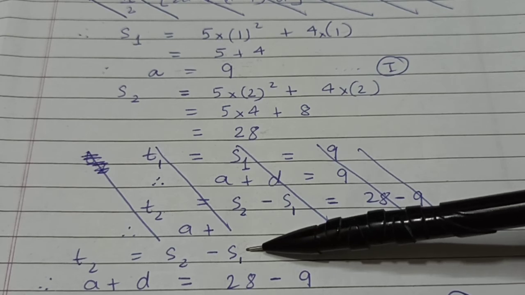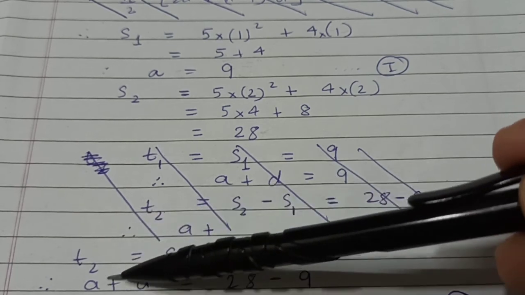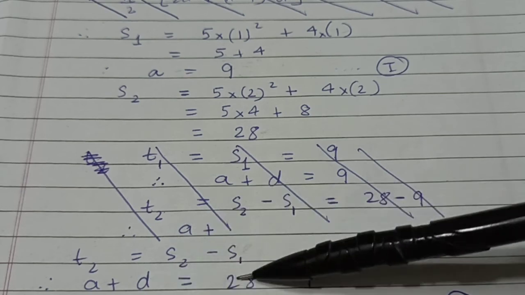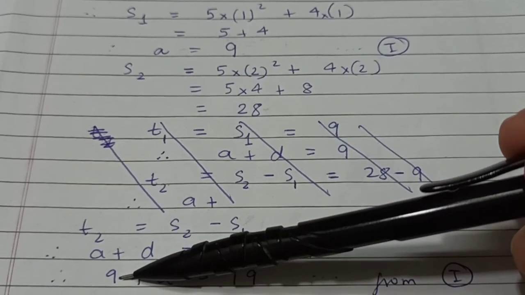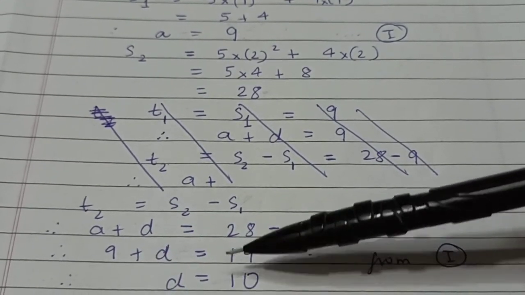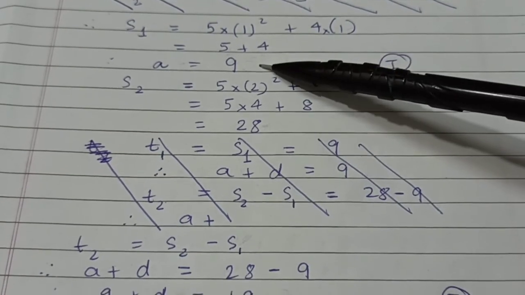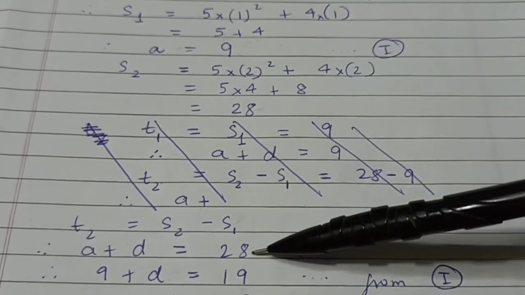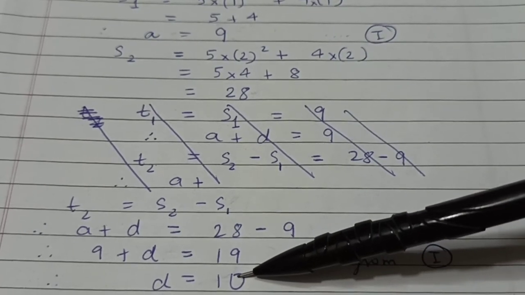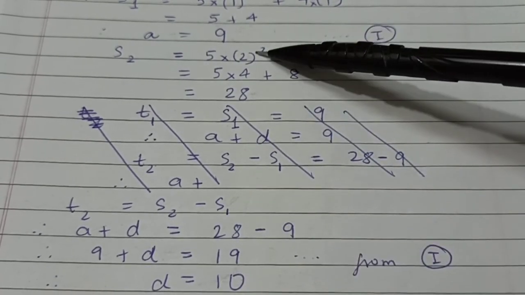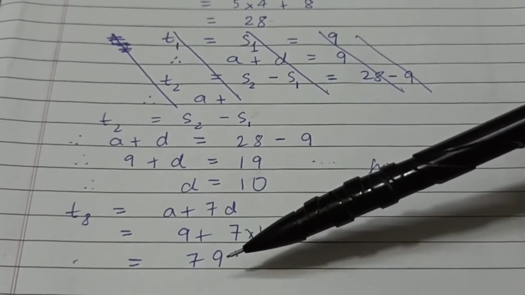So using that, now I can find the value of d. Second term formula is a plus d is equal to 19. a's value we already know, 9. So d, the difference, is 10. It was so obvious, we could have done it directly also. I mean, the first term is 9, the second term is 19. Obviously the difference is 10. And once you know the value of d, and we have a as well, you can find the 8th term. Formula is a plus 7d. So the answer is this.